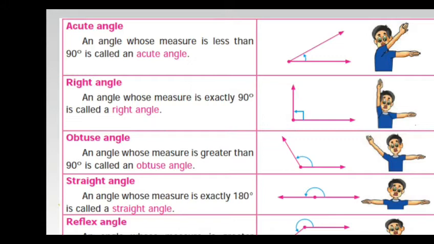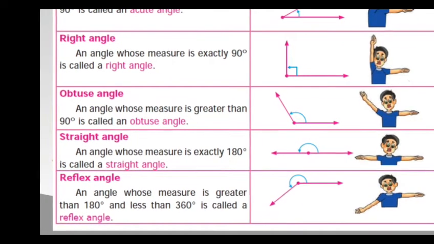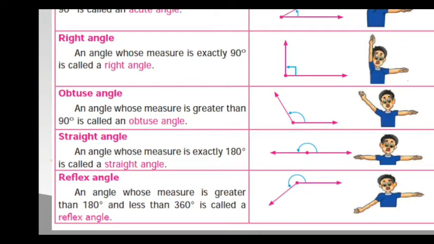An angle whose measure is exactly 180 degrees is called a straight angle. And an angle whose measure is greater than 180 degrees and less than 360 degrees is called a reflex angle.